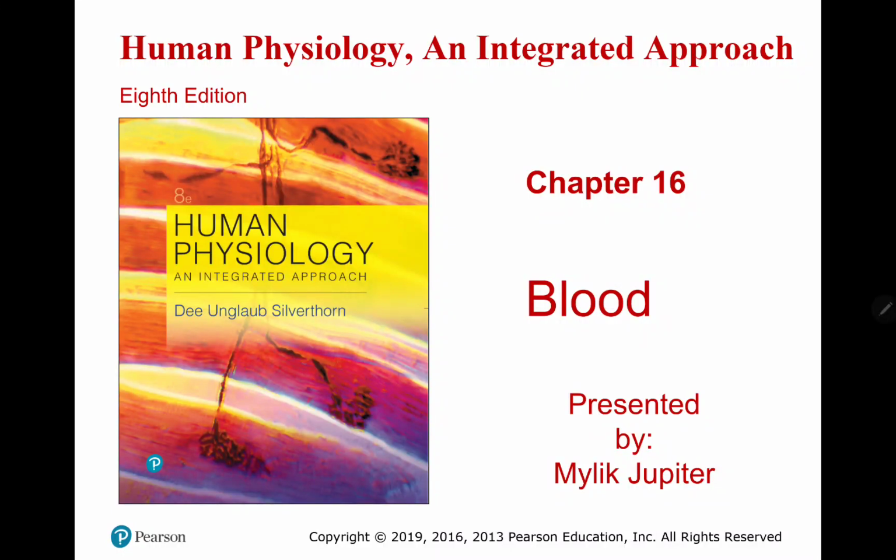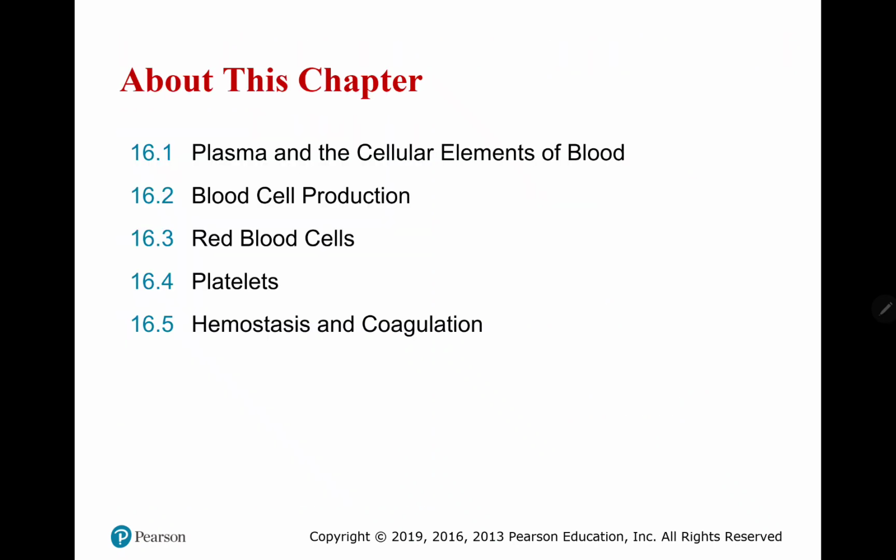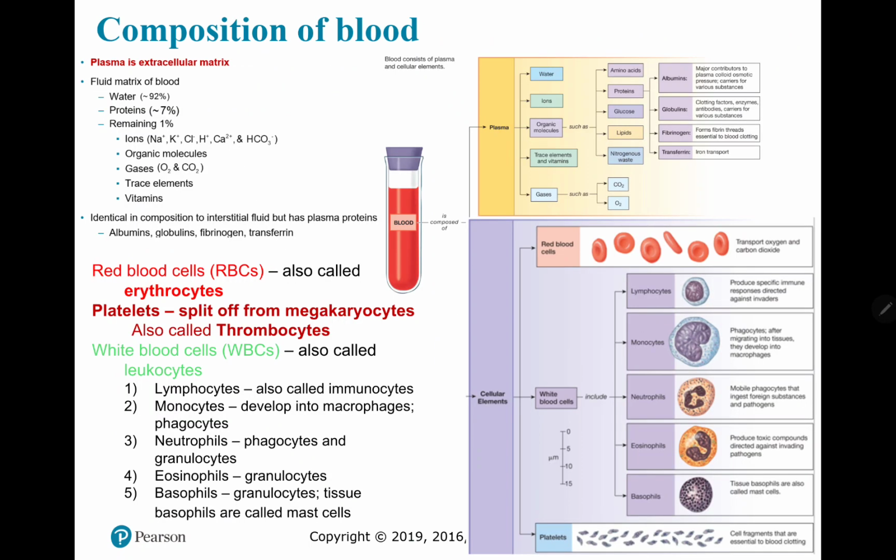Alrighty, so let's talk about blood. In this chapter, we're going to talk about plasma and the cellular elements of blood, how these blood cells are produced, red blood cells. We're going to hit on that, some platelets, and finish off with hemostasis.